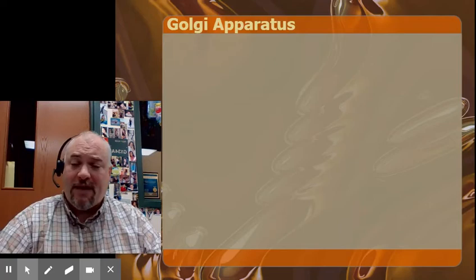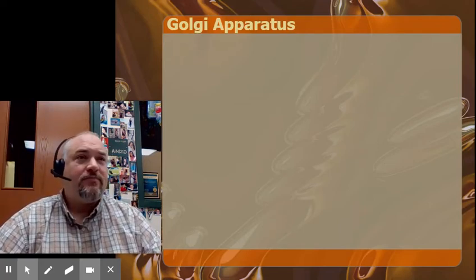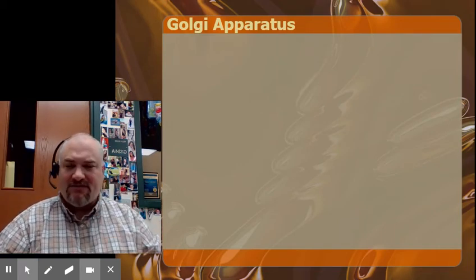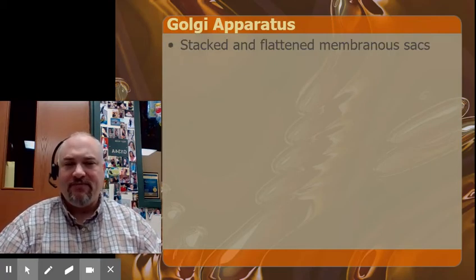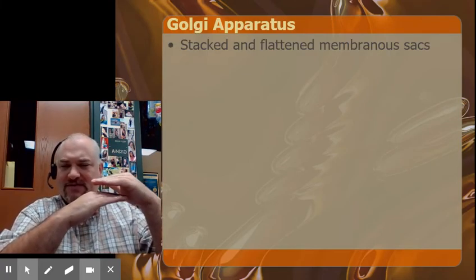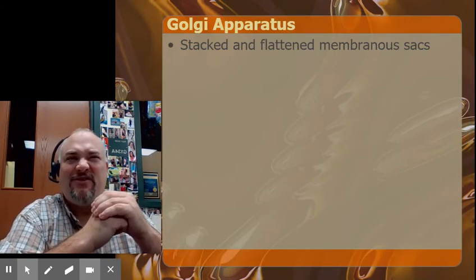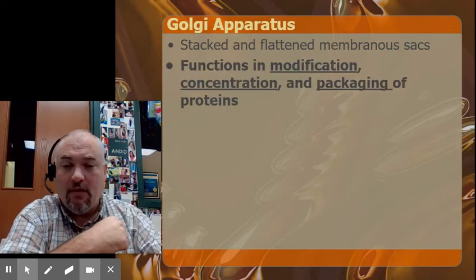Next, the Golgi apparatus. In biology, we may have used the analogy the Golgi apparatus was like the UPS store, right? You bring in your packages and all your various things, and they'll sort them, they'll package them, they'll box them up, and they'll ship them out where they need to go. Basically, what the Golgi apparatus does. They're kind of stacked, membranous stacks, sacks. Sometimes people liken them to looking like a stack of pancakes.